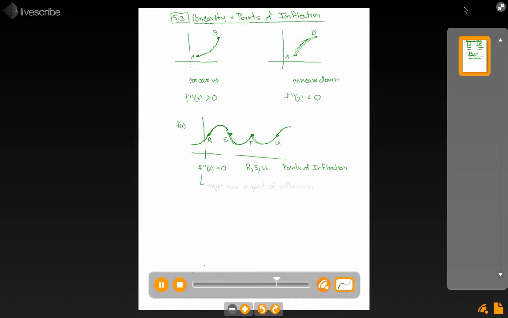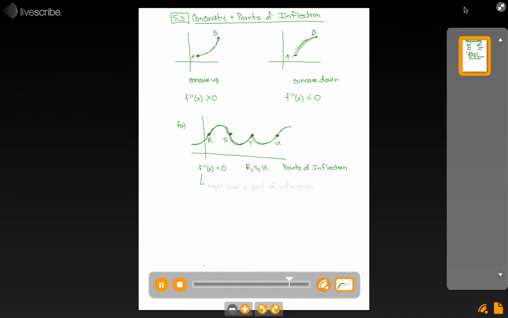Point T isn't a point of inflection because we're concave up, and then to the right of it, we're concave up again. So there's not a point of inflection there. And point U is going from concave up to concave down. So for points of inflection, it's a similar kind of test or analysis that we did with the first derivative when we were looking for whether something was a max or a min. If something was going to be a max, the graph had to increase and then decrease. If it was going to be a min, the graph had to decrease and then increase.